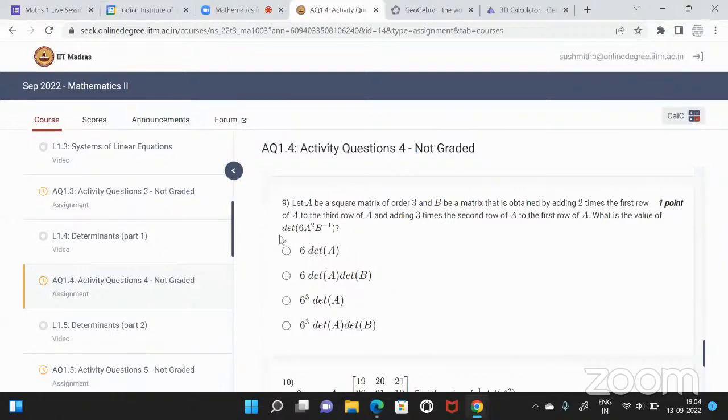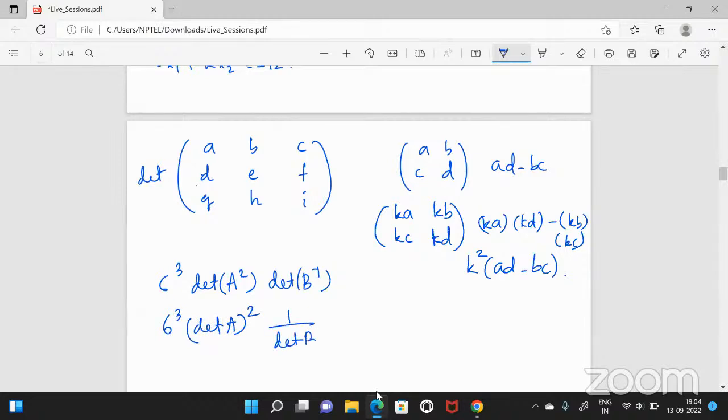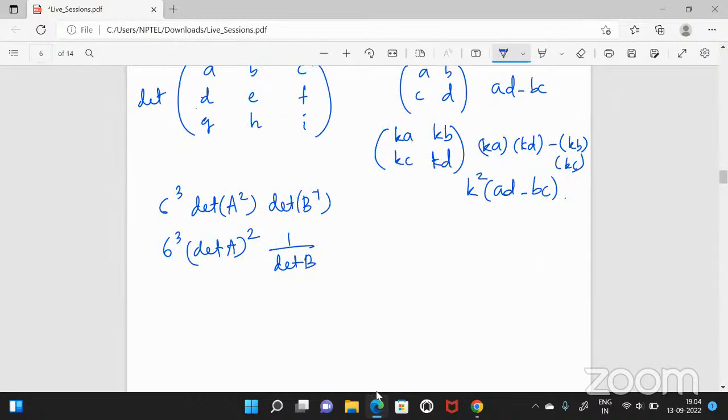Okay, fine. So tell me what is the determinant of 6 times A squared B inverse? How many 6 will come out? 6 cube, since it is a 3 cross 3 matrix. So 6 cube determinant of A squared into determinant of B inverse. So 6 cube determinant of A whole squared into 1 by determinant of B, right? Yes, because the determinant of the inverse is this.